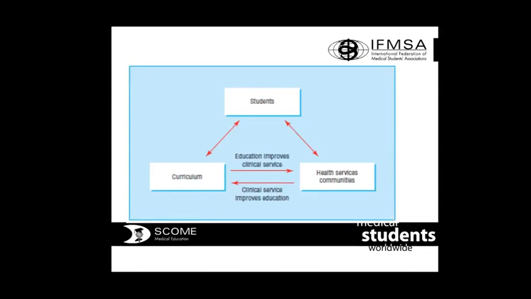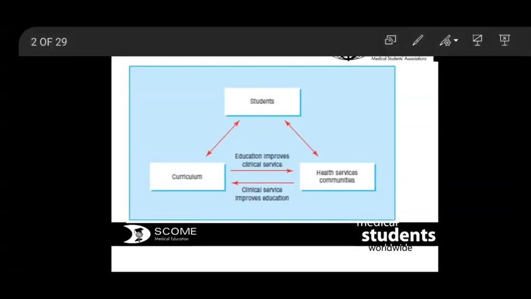So they are very linked together. And if we want to improve each one of them, we have to improve the other and keep them all matching together and improve the outcome, which is improved health services and improved communities. So we can see here, education improves health services or clinical services. And in exchange, clinical service improves education.